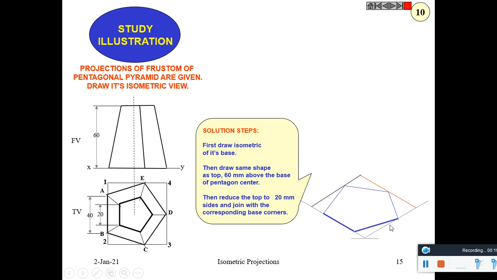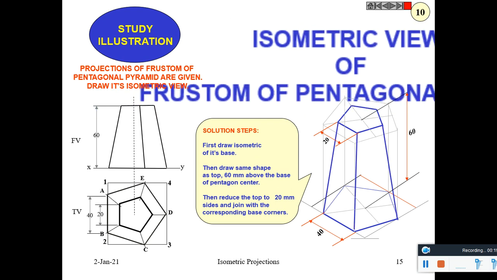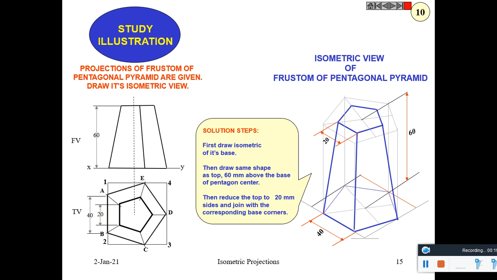So the top view of the base is drawn first. It is projected upwards. Its height is marked 60 millimeter from the center. It is constructed, and from there this distance is marked towards its center. A 20 millimeter side is marked, and the edges are drawn. Isometric view of the frustum of a pentagonal pyramid.